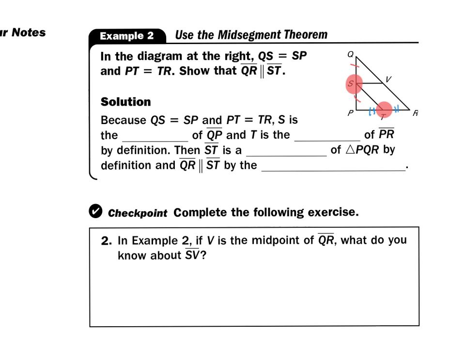QR is, where's QR? So it's this line. Sorry. QR and ST are parallel. So it seems like a lot of information, let's see how we can proceed. As I mentioned earlier, because QS equals SP and PT is equal to TR, we draw the conclusion that S is the midpoint.